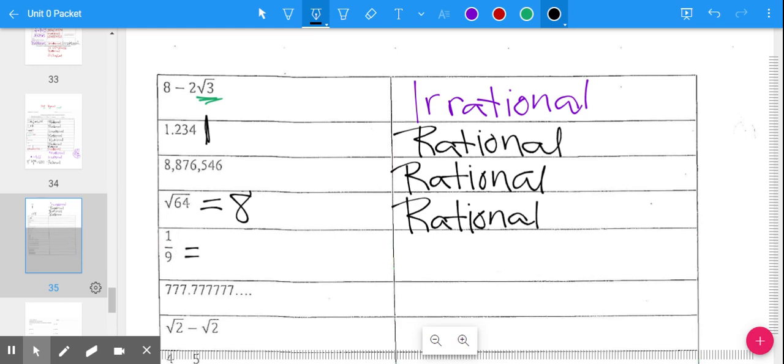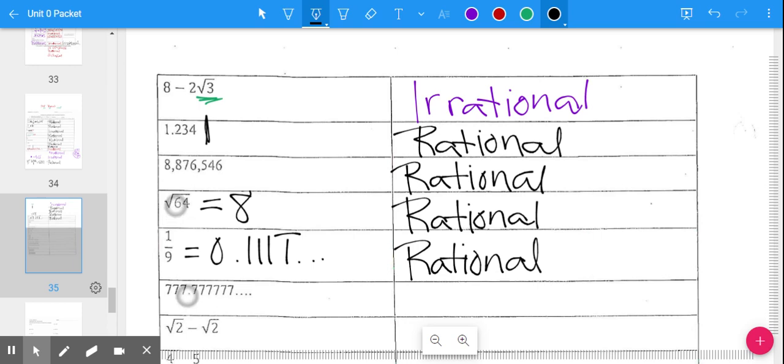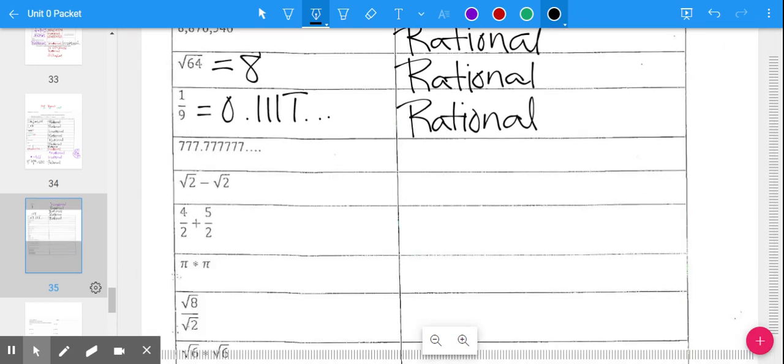1/9. 1 divided by 9 is 0.1111, repeating for all of time. So because it repeats, it's rational. Just like the next one, we have a decimal that goes on forever, but because these 7777777 repeats, it is rational.